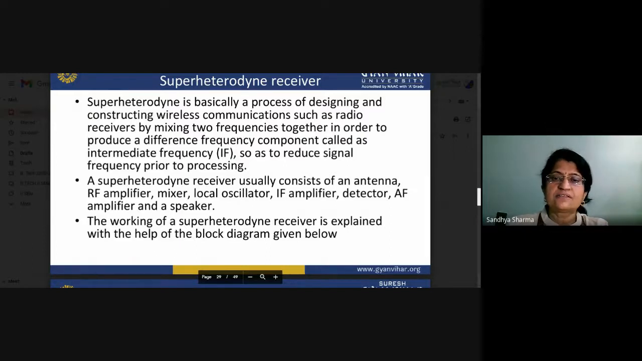Now, a superheterodyne receiver usually consists of which components? Generally: antenna, RF amplifier, mixer, local oscillator, IF amplifier, detector, AF amplifier, and a speaker. These are the basic components which we require for making the superheterodyne receiver. Working is explained with the diagram.